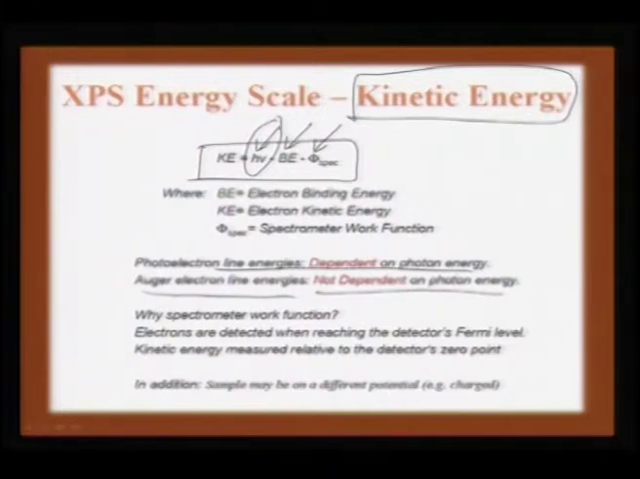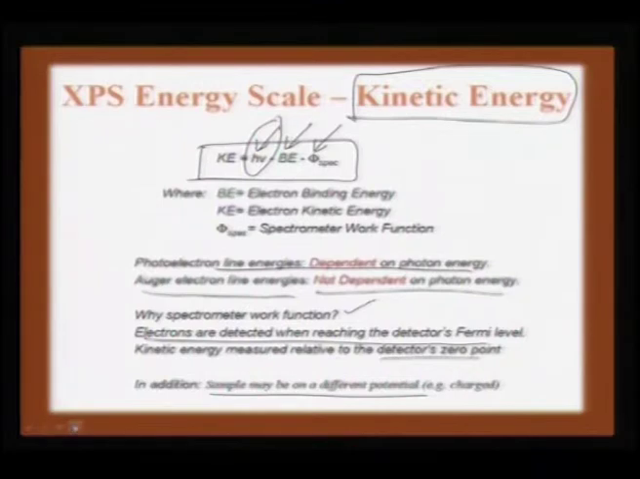So, why do we use the spectrophotometer work function? Because electrons are detected when reaching the detector's Fermi level. Kinetic energy is therefore measured relative to the detector's 0 point. That is why we use the work function, and in addition the sample may be on a different potential, that is, it can be charged.